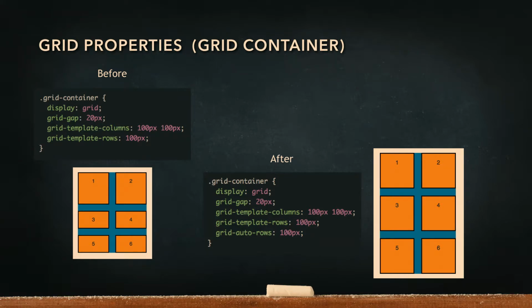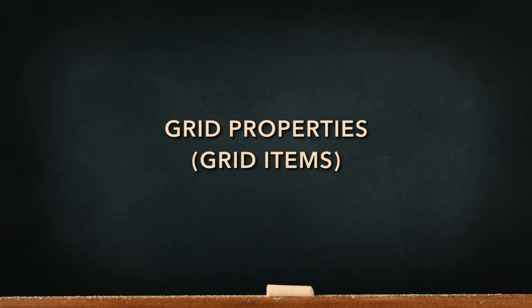I don't want that to happen, so what I can do is specify grid auto rows 100 pixels, and what that says is if I have any more rows, then they're automatically going to be spaced out by 100 pixels. So it comes in handy. And then we continue with the properties.